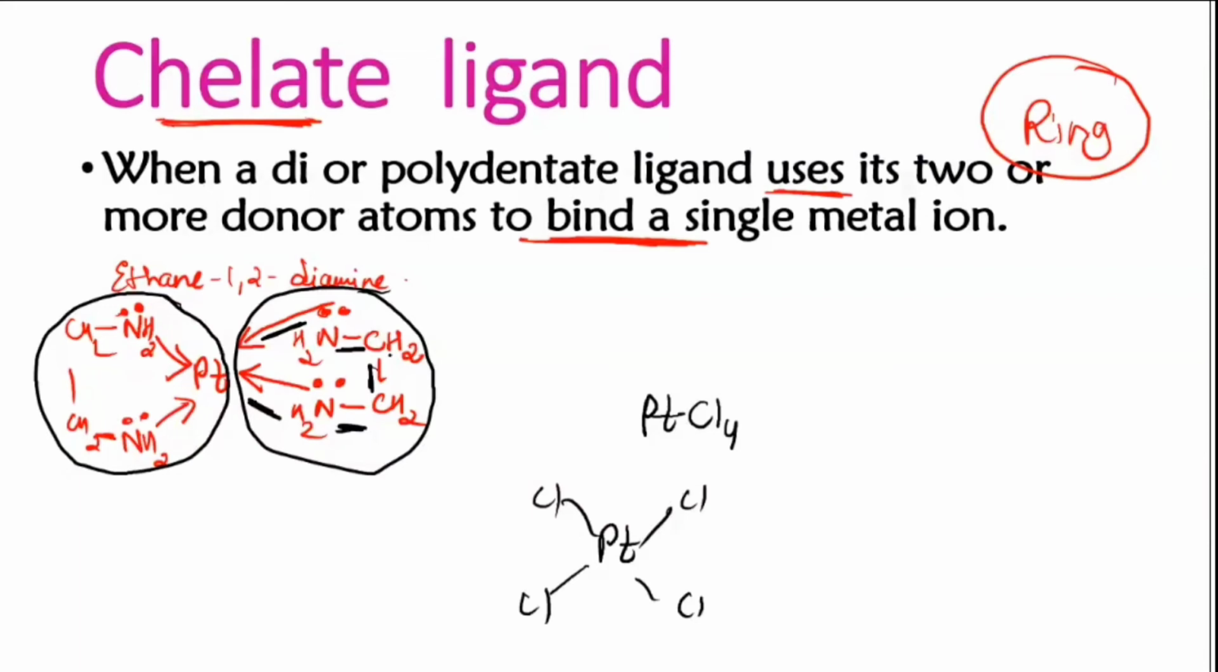This is a monodentate ligand, chlorine, binding with the platinum here. But when they bind with di or polydentate ligands, it gives rise to this ring-like structure. Yes, you can write this example, students.